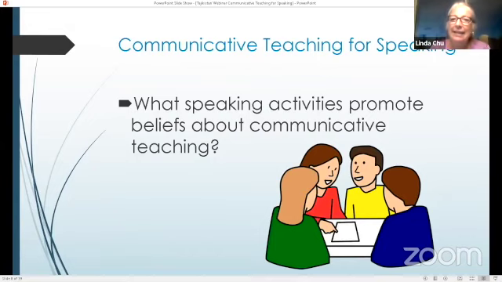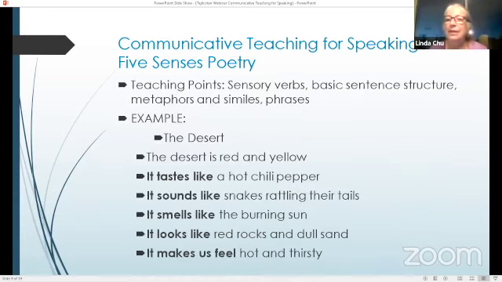So what speaking activities promote beliefs about communicative teaching? We're going to take a look now. So we've gone through the process, the approach, and then the strategies of how we're going to get that in the classroom. So let's take a look at some very specific activities. The first one is using poetry in the classroom. And this one is using the 5 senses, okay?